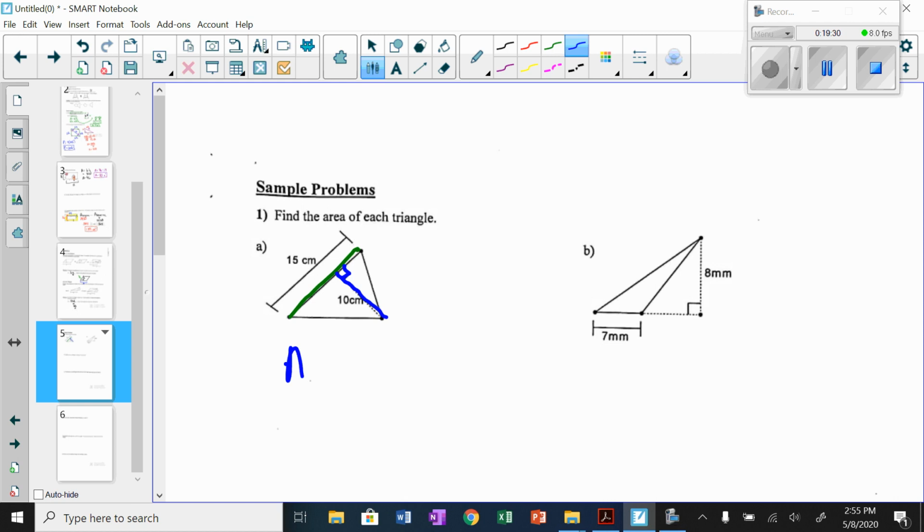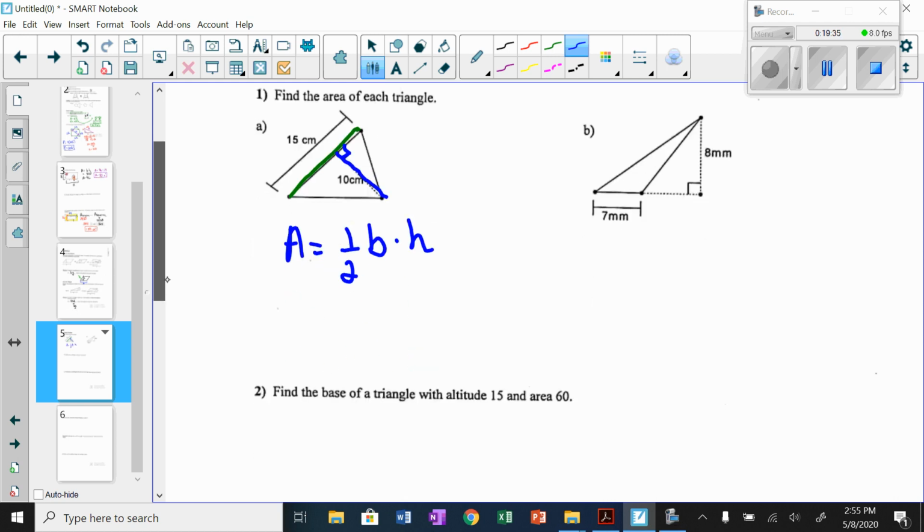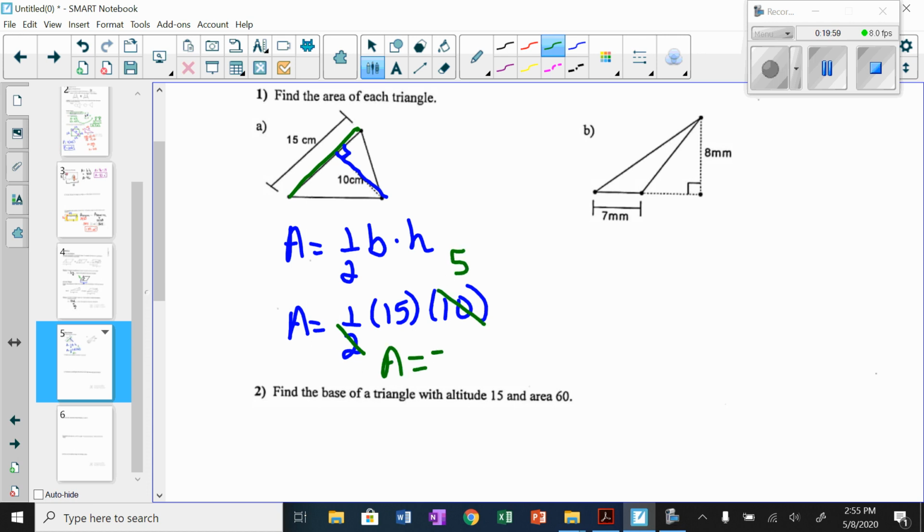So here, the area is going to be half base times height. Area is going to be half. My base is 15. My height is 10. Every year I say this and kids are shocked. Multiplication is commutative. So I don't have to take half of 15 and get 7.5 if you don't want. You could jump around. Instead of taking half of 15, I could say, well, what's half of 10? Half of 10 is 5. 5 times 15 is 75. And that's going to be centimeters squared.